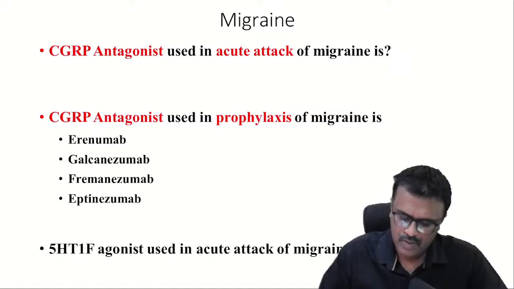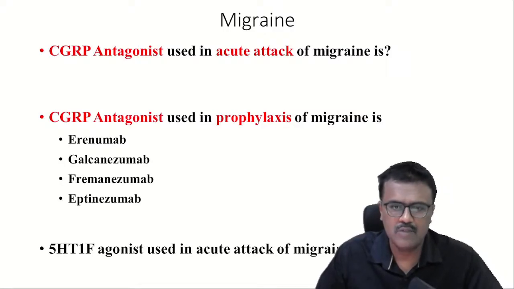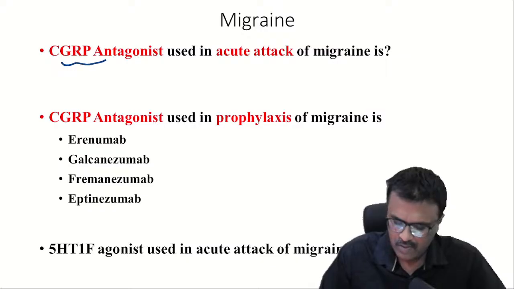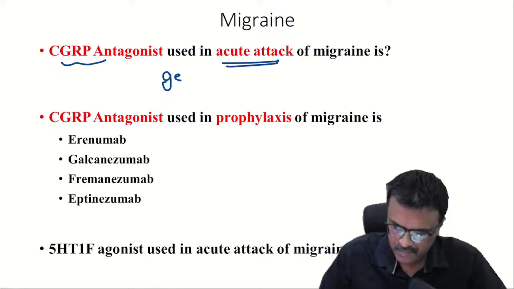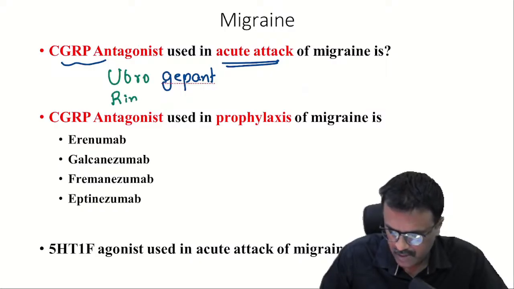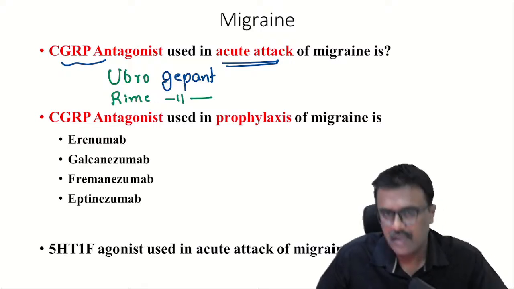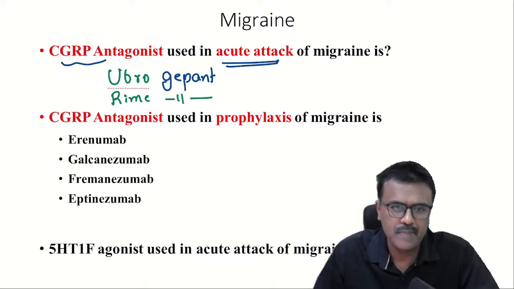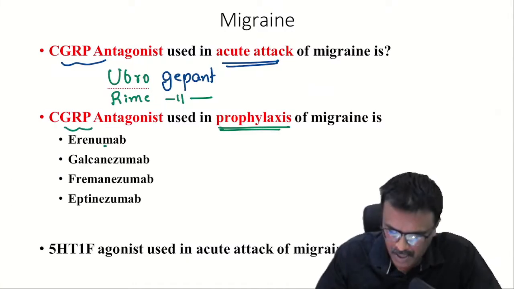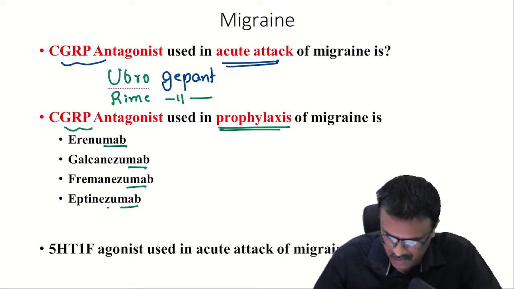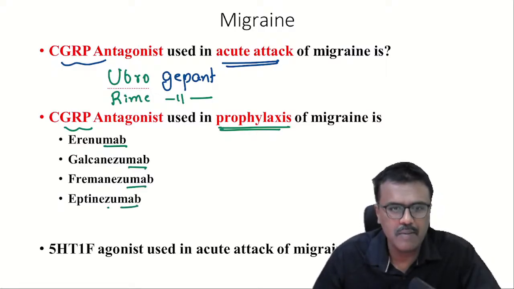Now coming to newer updates in migraine, because migraine is very common. CGRP antagonists used for acute attack of migraine, they end with gepant. The names are ubrogepant, rimegepant. So anything ending with gepant, they are for attack of migraine. What is prophylaxis of migraine? They are also CGRP antagonists, but they end with mab. Erenumab, galcanezumab, fremanezumab, eptinezumab.